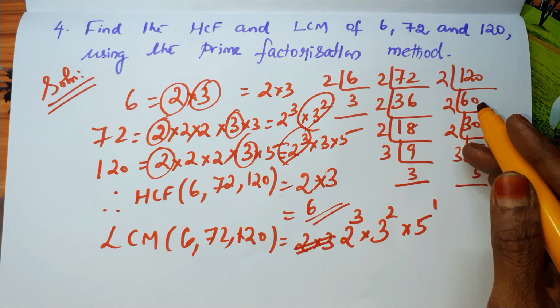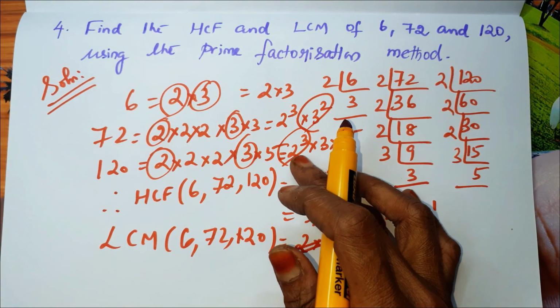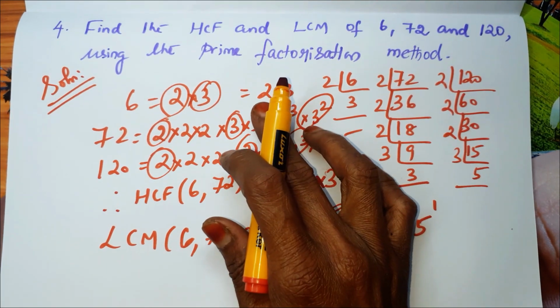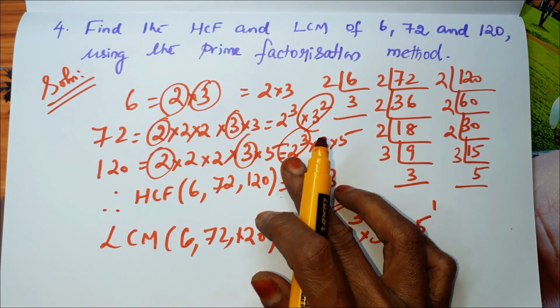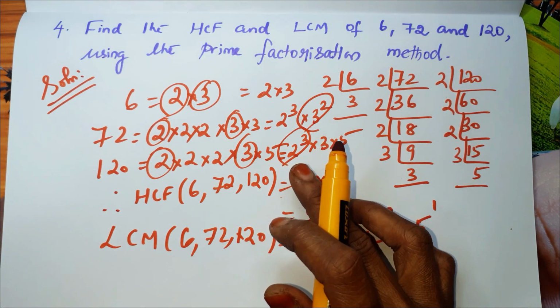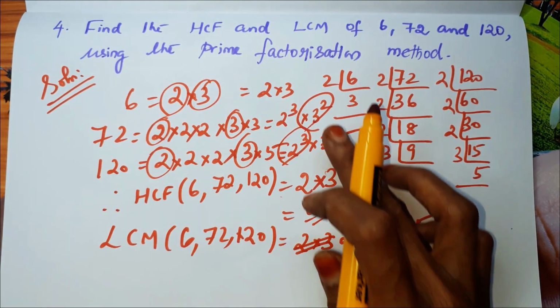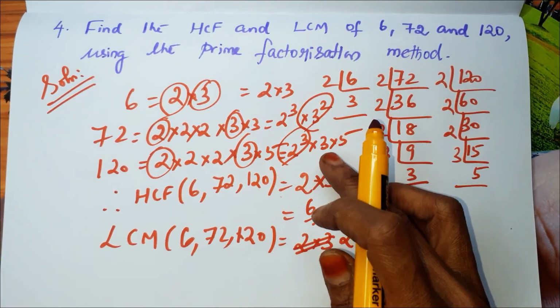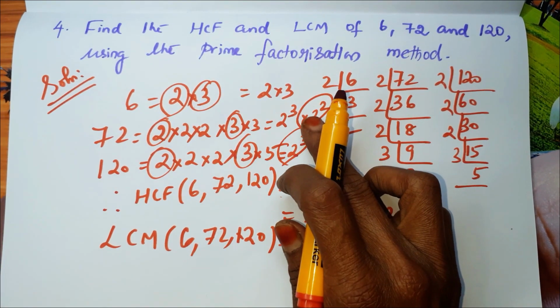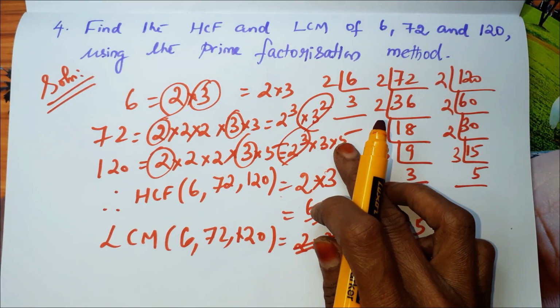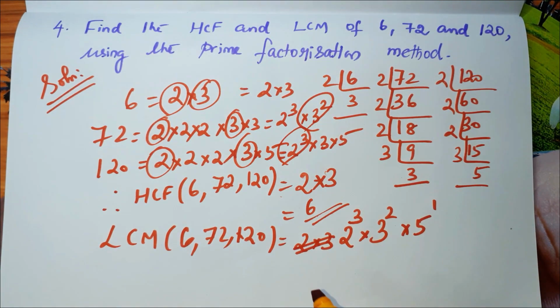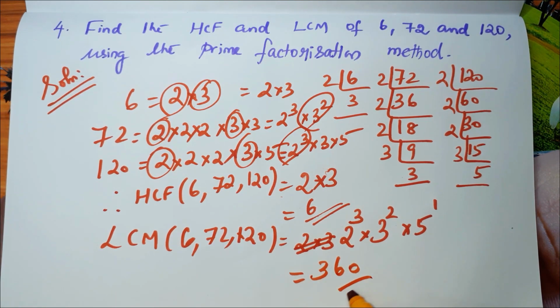We have to take the highest powers for all the factors. From these numbers, 2 power 3 is highest, because in the first one we have 2 power 1. So we have to go with the highest power. Then 3 power 1 we have here, 3 power 2 we have here, so 3 power 2 is the highest, and for 5 we have only 5 power 1. So which is equal to 360. The LCM we are getting is 360, and the HCF we got is 6.